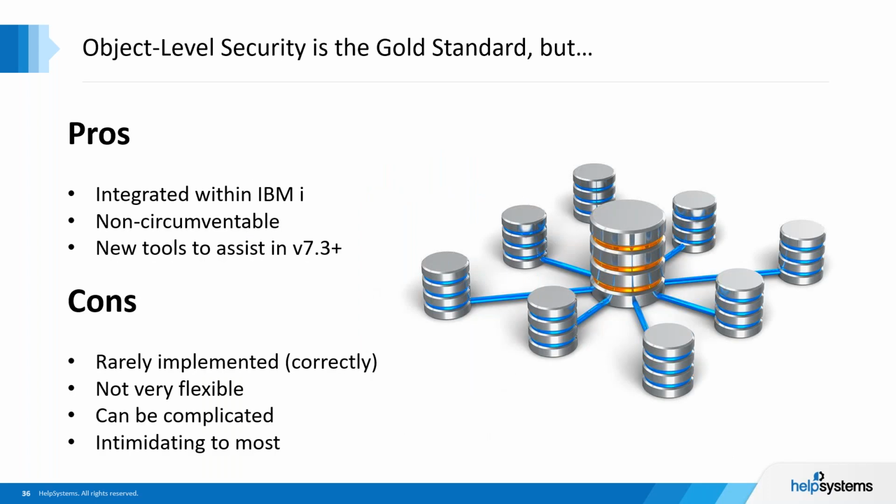Understanding the object level security is definitely recommended. It's considered the gold standard here, but there are definitely considerations that come into play. On the positive side, object level security is deeply ingrained within IBM i and it's part of the OS. You don't have to purchase it. It's already there. It's not something a user can circumvent. If you say you're excluded from a file, you are excluded from that file through every single door.